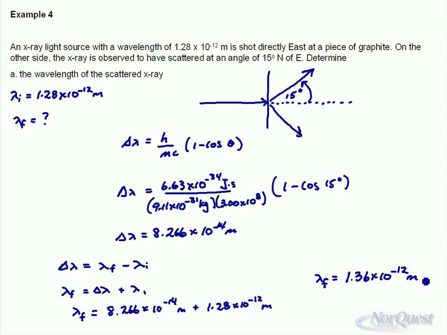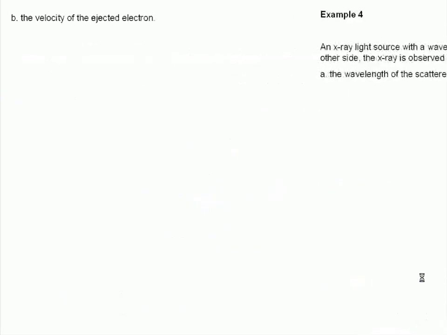So again, part A is identical to what we've done before. For Part B, we're now going to need to work on some momentum information. Since we want to find the velocity of the ejected electron, what we need to do is conservation of momentum. So we have to build on the total momentum before equals total momentum after.